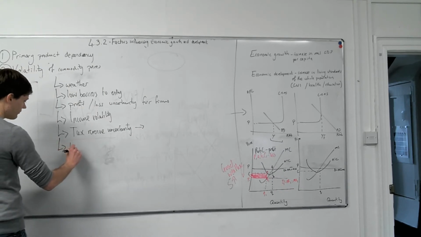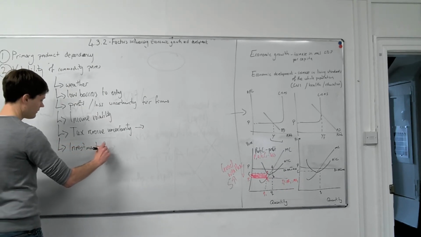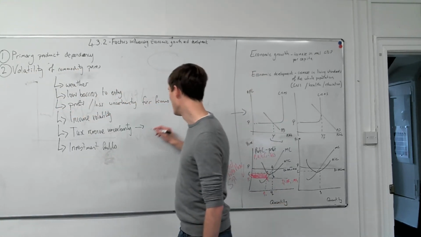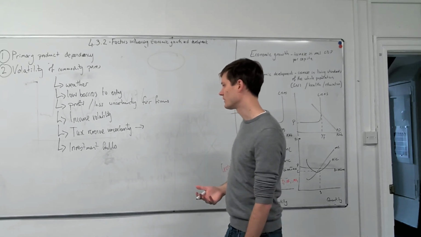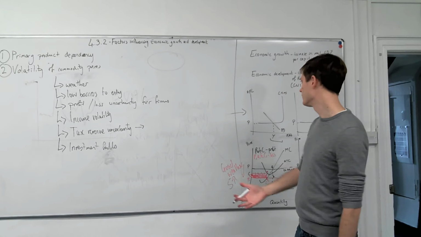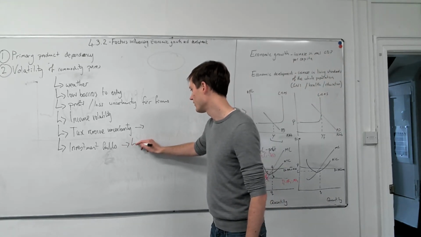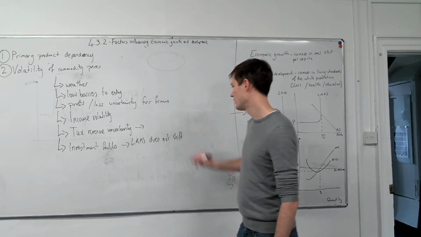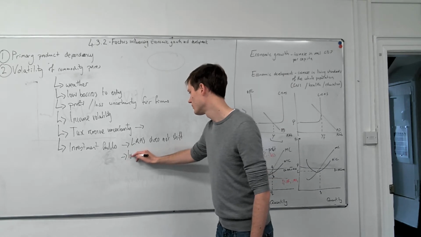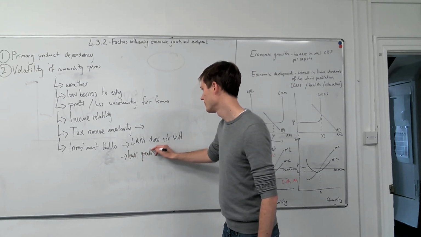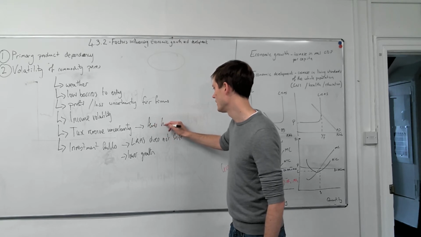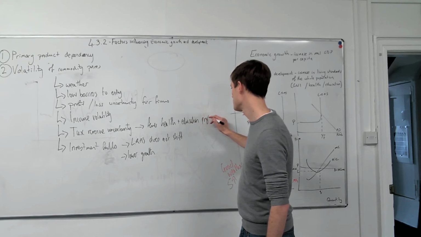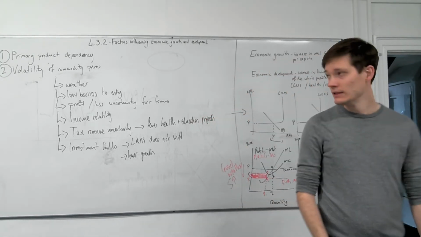Finally, you're going to see investments falling. Because you've got this uncertainty for firms, and because you've got an unstable macroeconomic environment, you're going to see investment falling. And as a result, LRAS does not shift as much. And as a result, you're going to see lower growth, fewer health and education projects. So this is really, really bad.